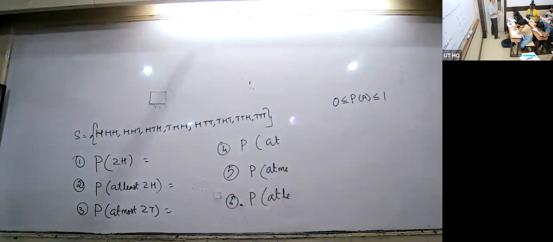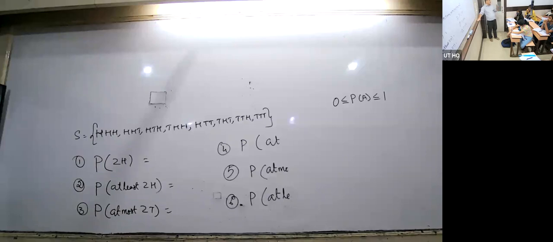If I write P of A is equal to 3 by 8, possible? Yes, possible. If P of A is equal to 8 by 3, possible? No. P of A is equal to minus 1 by 3, possible? No. P of A is equal to 0, possible? Yes. P of A is equal to 1, possible? Yes. Now I'm going to tell 2 events.